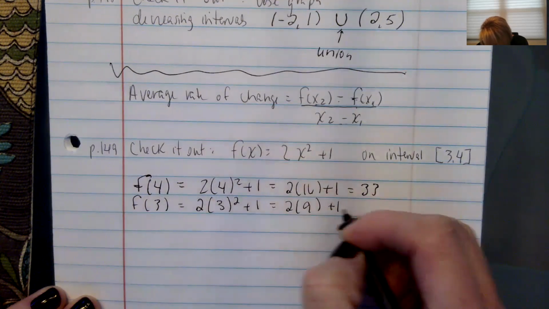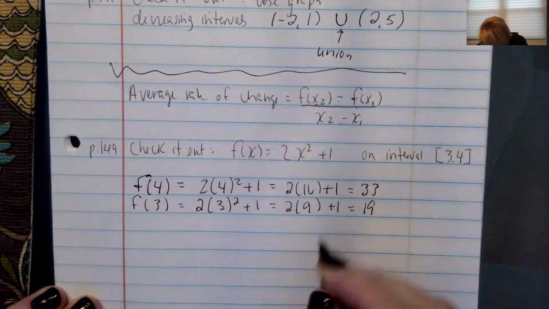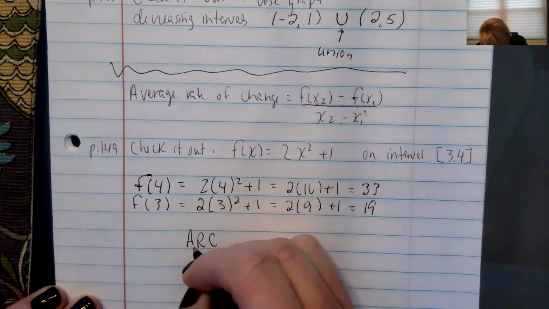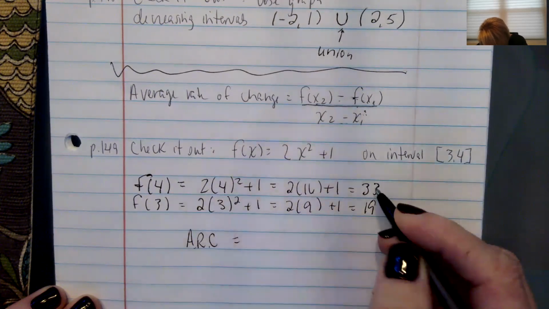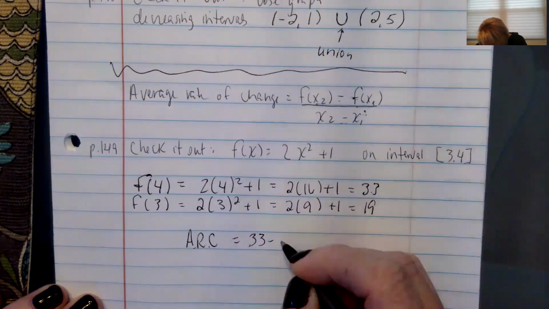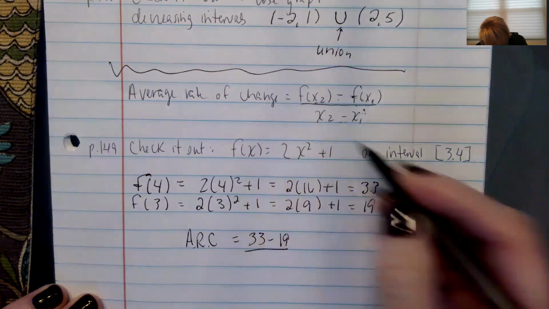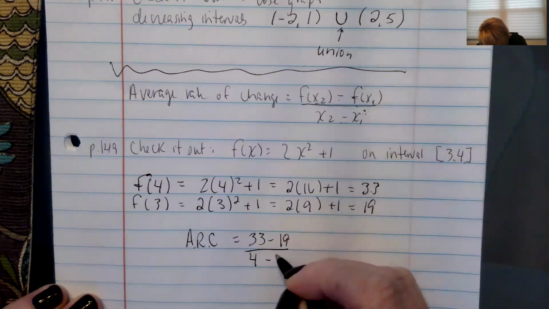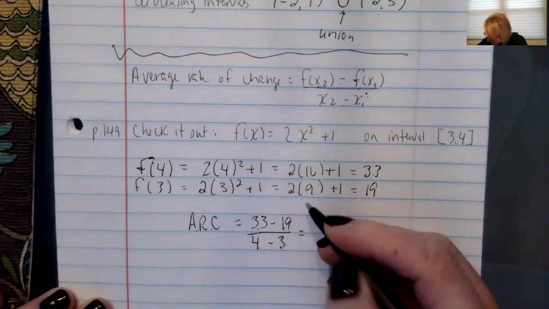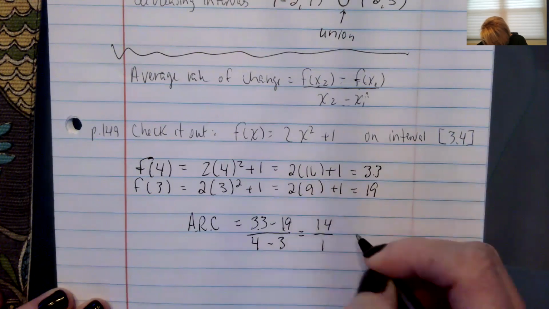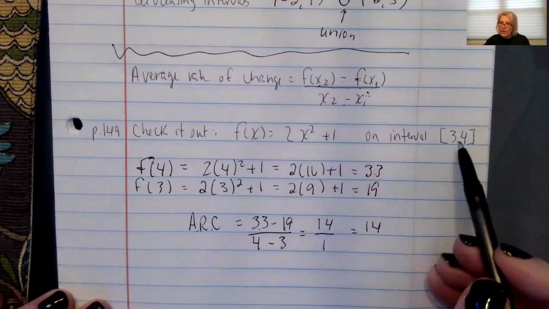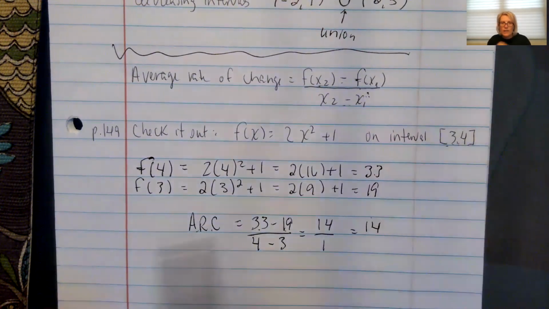So 2 times 9 plus 1 is 19. So the average rate of change, the ARC, is the function of x2, which is 33, minus the function of x1, which is 19, divided by x2, which is 4, minus x1, which is 3. So 33 minus 19 is 14 over 1. So the average rate of change of this function on this interval of 3 to 4 is 14.